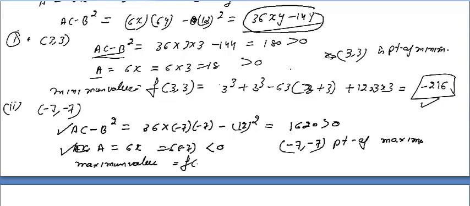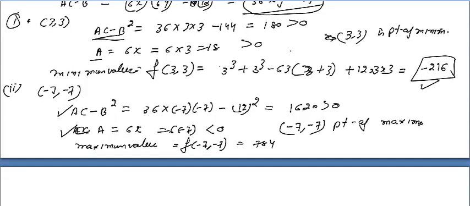So the maximum value will be f of minus 7, minus 7. When you find it out, you will get 784. You can do it at your end. Very easy. Just substitute the value of x as minus 7 and y as minus 7 in the function.